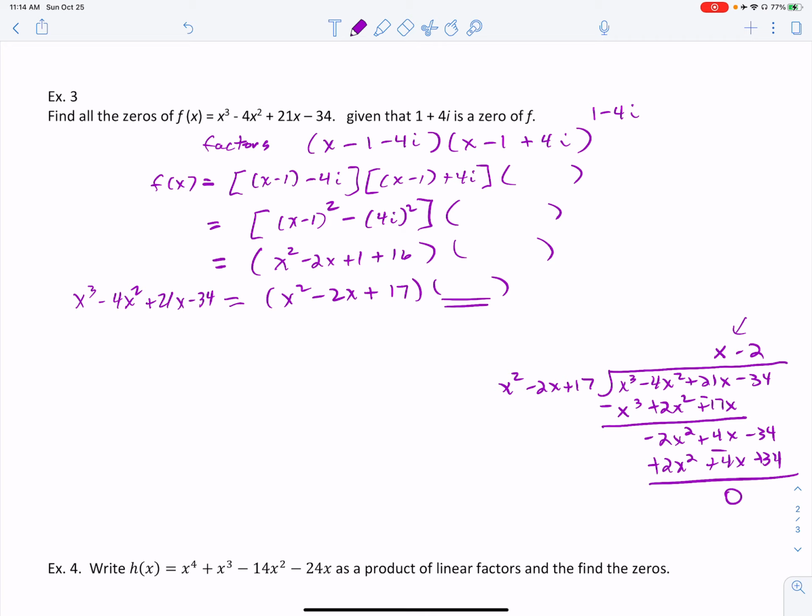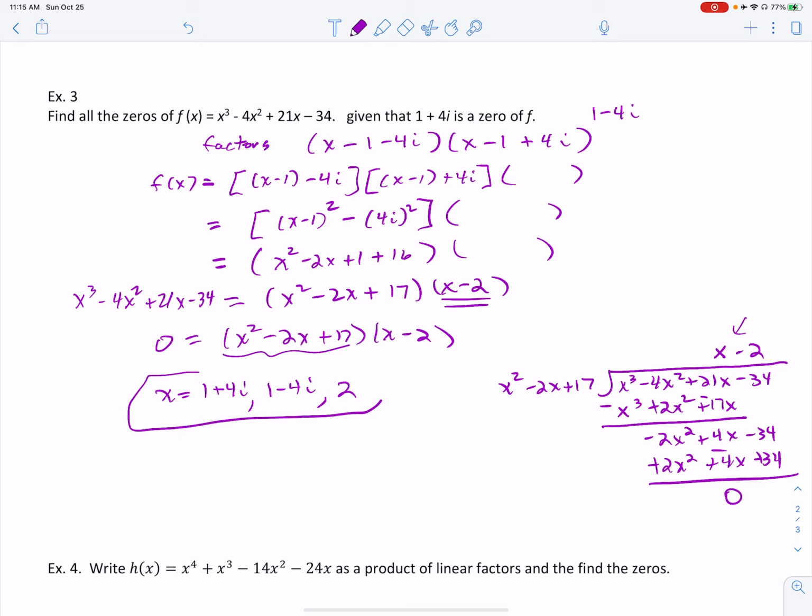So this is going to be x minus 2. That's what needs to fit there. So find all zeros means, but remember that these came from zeros of 1 plus 4i and 1 minus 4i. So my zeros are 1 plus 4i, 1 minus 4i, and then 2. Those are going to be my zeros.